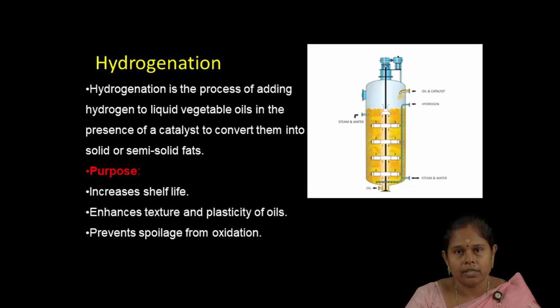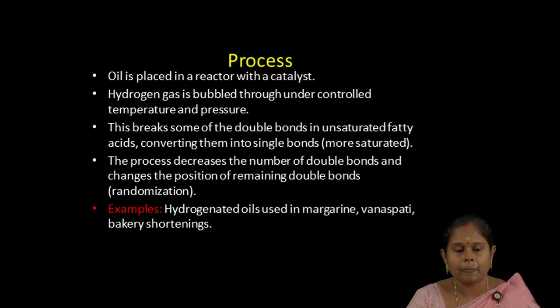Next one is hydrogenation. What is hydrogenation? Hydrogenation is the process of adding hydrogen to liquid vegetable oil in the presence of a catalyst to convert it into solid form. When vegetable oil is converted into a solid form of fat, that is called hydrogenation. The main purpose of hydrogenation is to increase the shelf life of the fat, enhance its texture and prevent spoilage from oxidation.